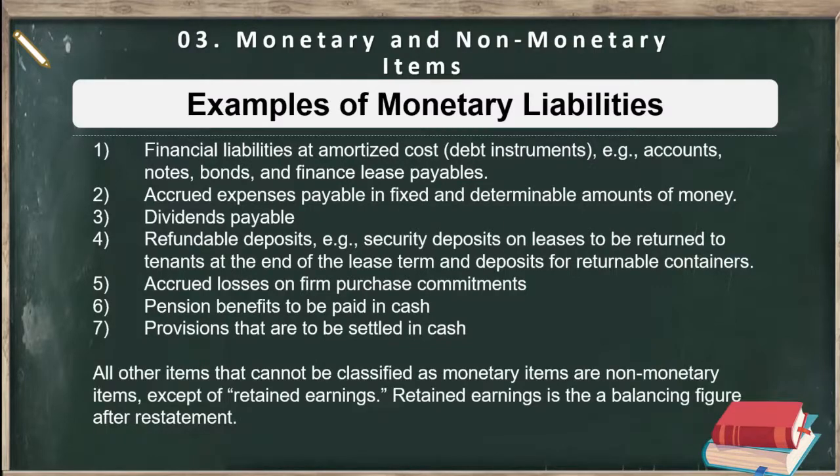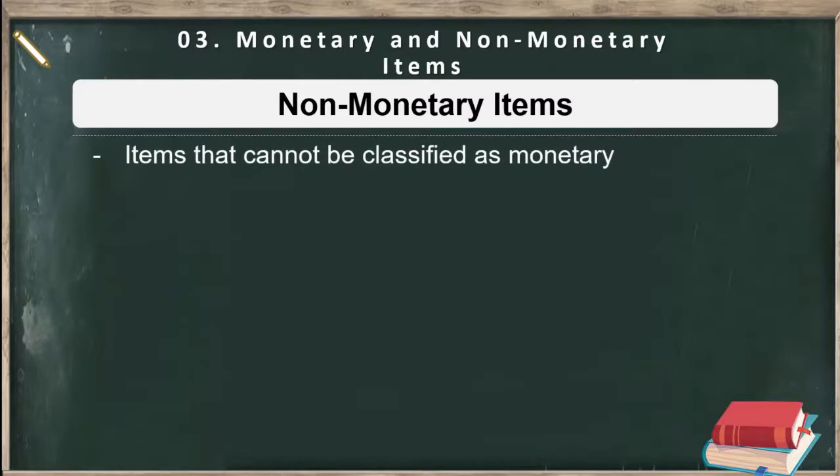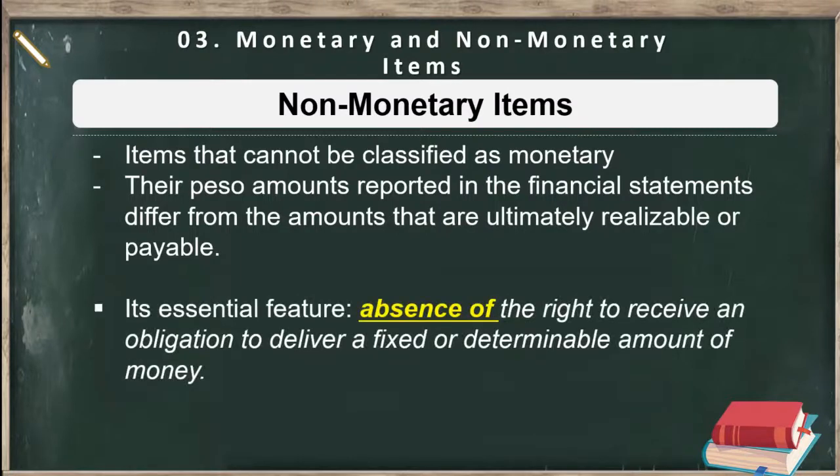All other items that cannot be classified as monetary items are non-monetary items, except retained earnings. The retained earnings will be a balancing figure after restatement. Meanwhile, let's go to the non-monetary items. It's obvious that those which are not classified as monetary items will be classified as non-monetary items. Their peso amounts reported in the financial statements differ from the amounts that are ultimately realizable or payable. The essential feature of this one is the absence of the right to receive or an obligation to deliver a fixed or determinable amount of money.